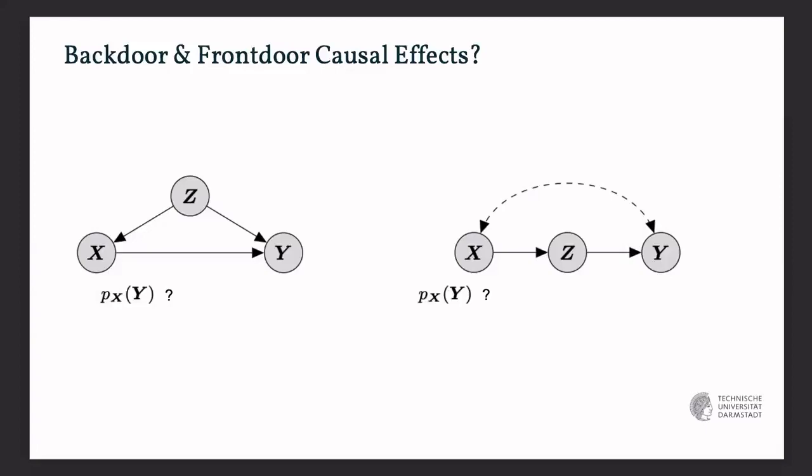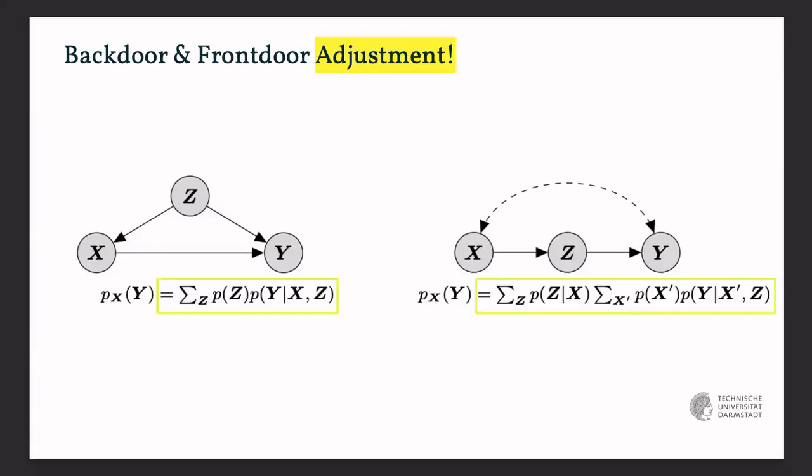And so you can do something which is called adjustment, which in this case, if we look, for example, at this backdoor graph, is really looking at this conditional Y given X and Z, and then times the probability of just observing Z and marginalizing out Z. So it's really just an expectation over this conditional. And this just works because it's that graph. So if we had the graph on the right-hand side, for instance, then we actually need the formula on the right-hand side, which is slightly more complicated.